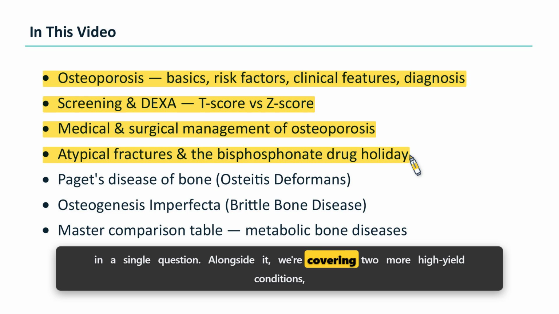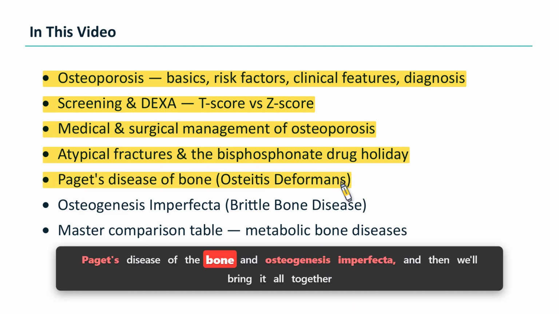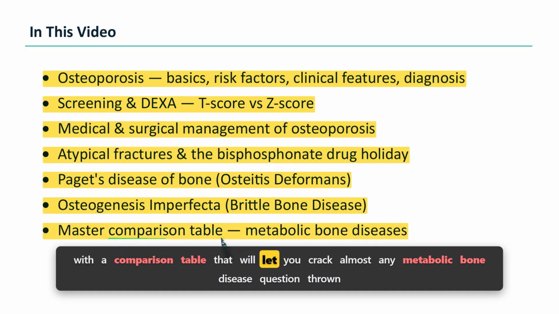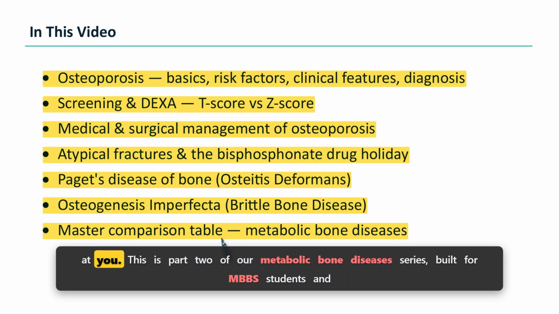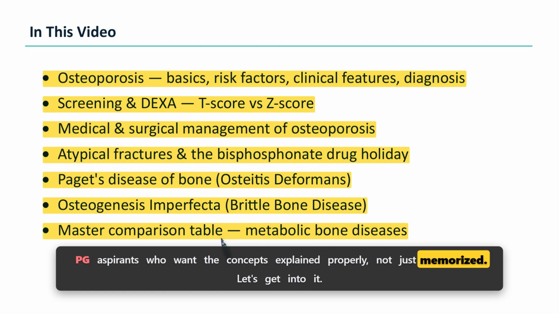Alongside it, we're covering two more high-yield conditions, Paget's disease of the bone and osteogenesis imperfecta, and then we'll bring it all together with a comparison table that will let you crack almost any metabolic bone disease question thrown at you. This is part 2 of our Metabolic Bone Diseases series, built for MBBS students and PG aspirants who want the concepts explained properly, not just memorized.